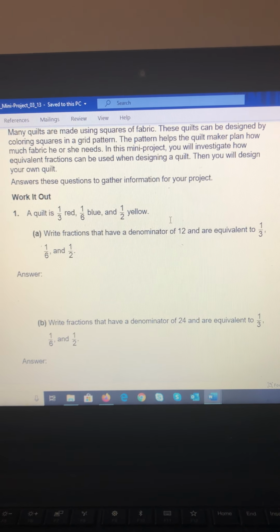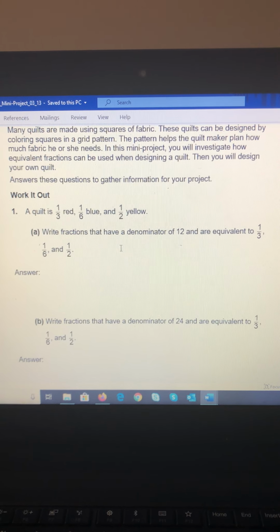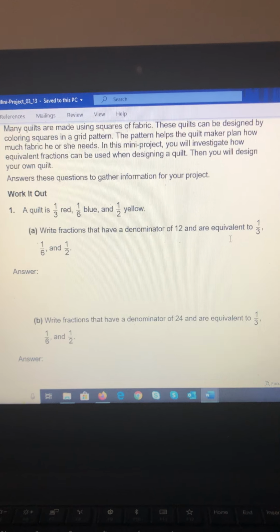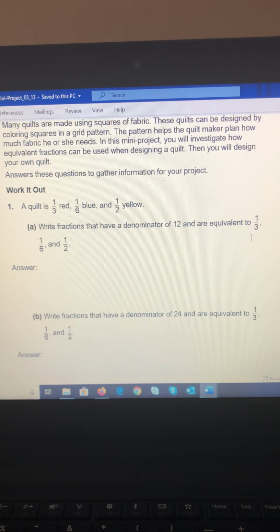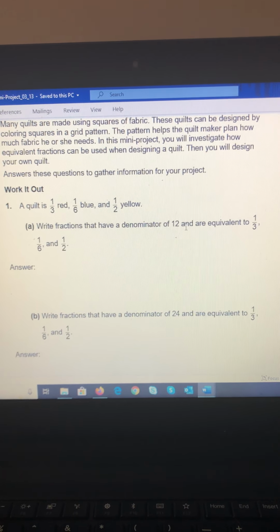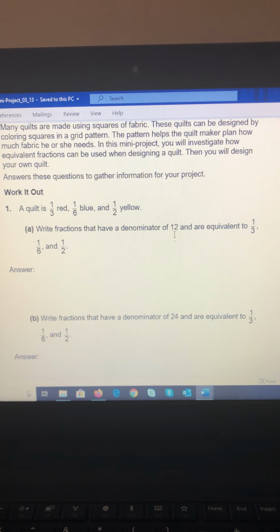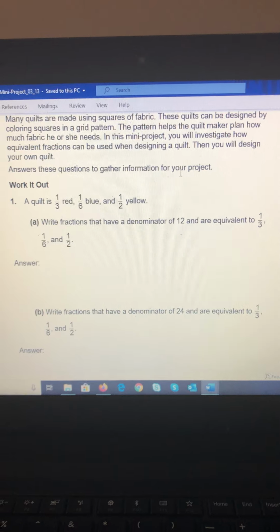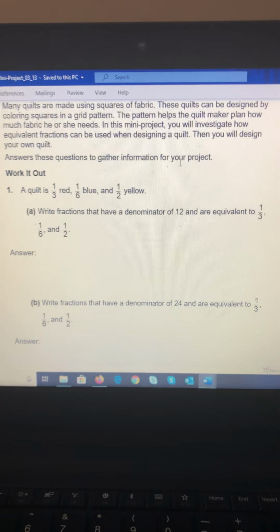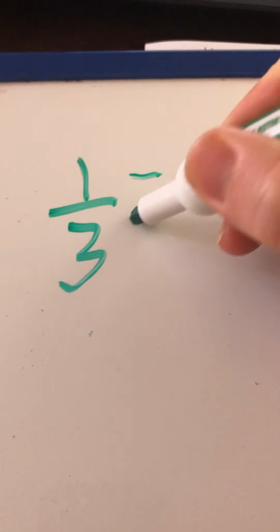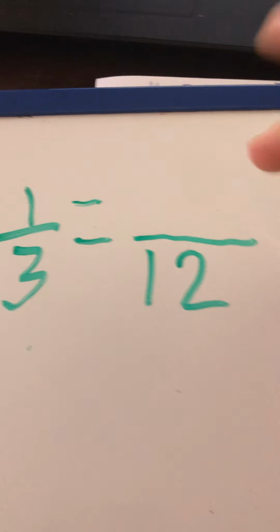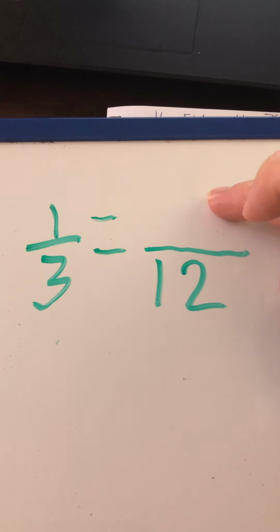We know that it's talking about having a fraction, right? A fraction that has a denominator of 12 and is equivalent. We know this word equivalent means equal to, okay? So we want it equal to, or equivalent, and to have the denominator of 12. So let's take a look at that first fraction, 1/3. So look here at my board. 1/3 is equivalent to, let's figure out what numerator would go up here.